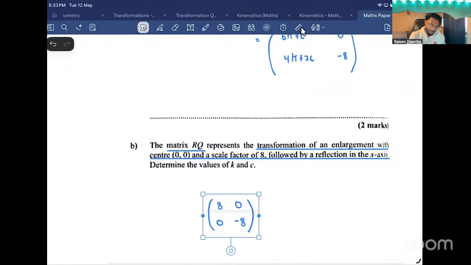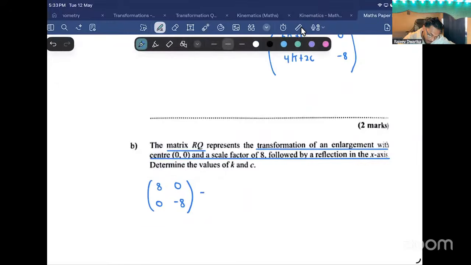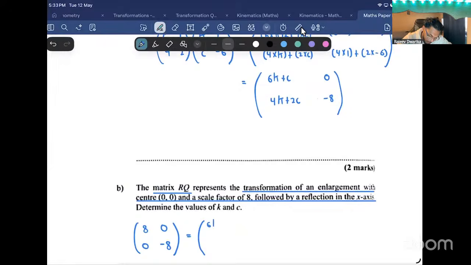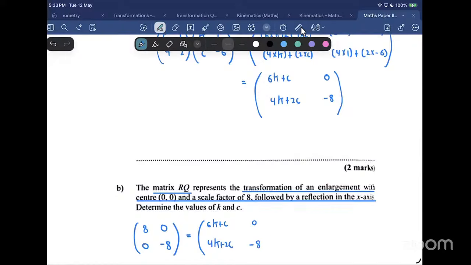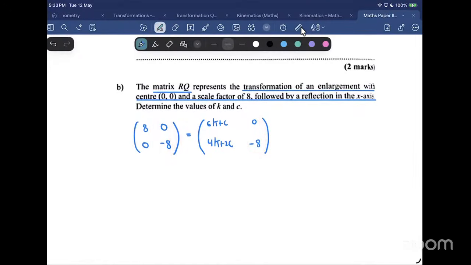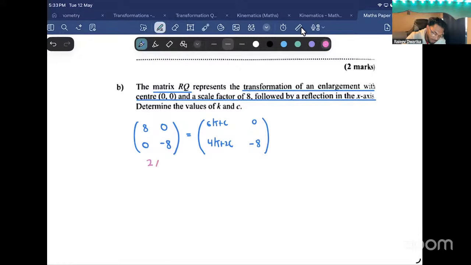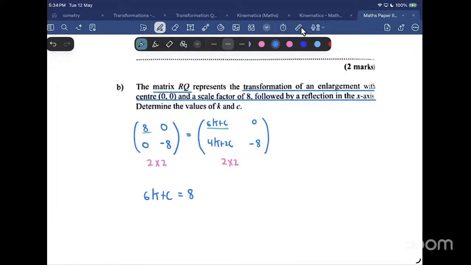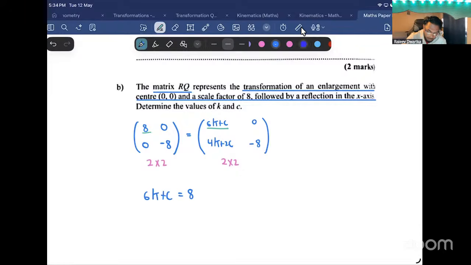So this would technically be equal to what we have over here. Compare it, because you have the 0, -8 here and the 0, -8 here. Anytime you have matrices of the same order, you can equate corresponding elements. So here we say 8 is equal to 6K plus C, or 6K plus C is equal to 8. We have to solve simultaneously because there are two unknowns. Then 4K plus 2C is equal to 0.